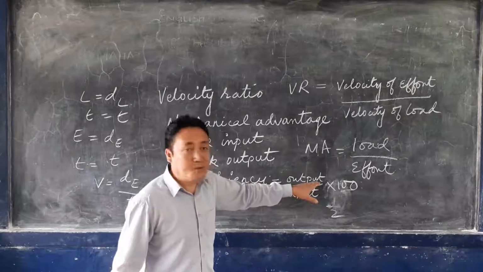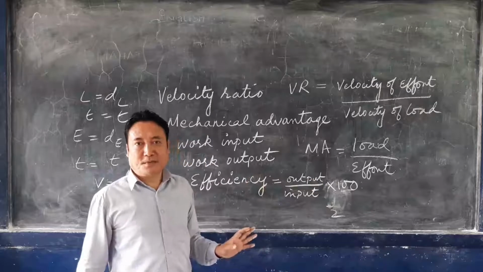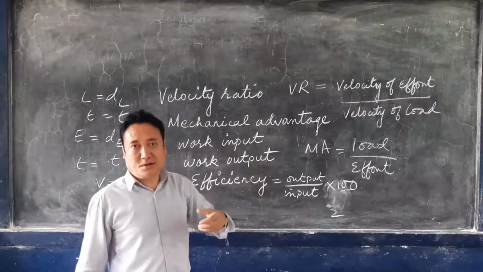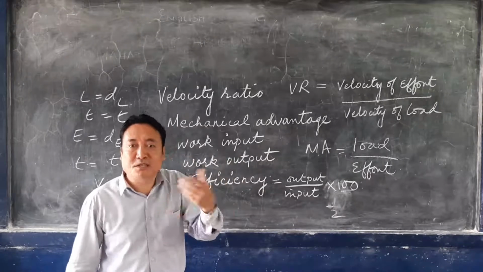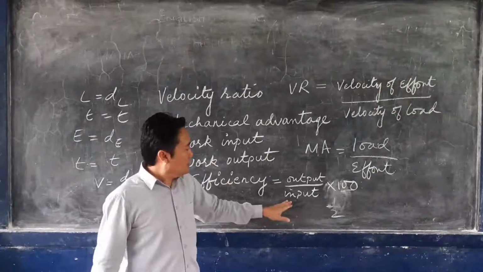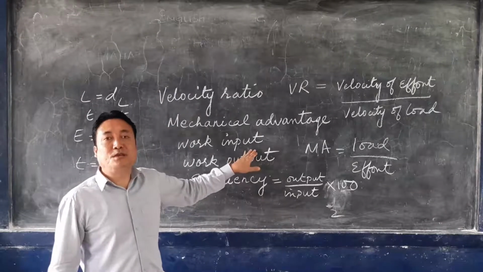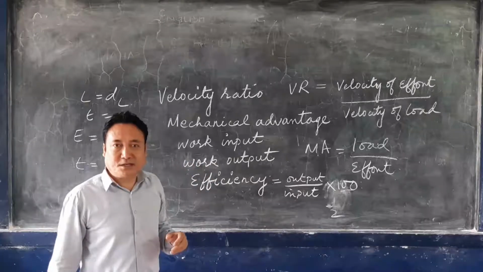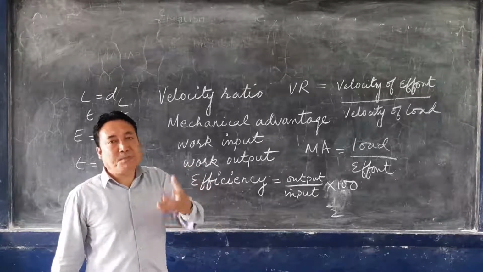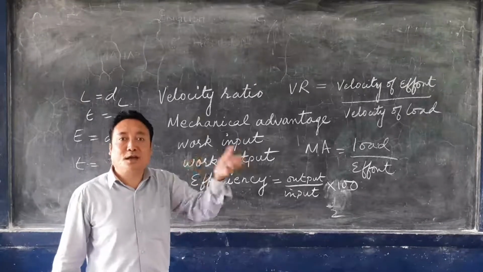The work output means the work done by the machine. Work done by the machine is more. The machine will do a large amount of work, but the force applied on the machine is less. Work done on the machine, that is the work input, is always less. We apply a small amount of work. That is why we call it a machine, isn't it? By applying a small force, the machine can do a large amount of work.